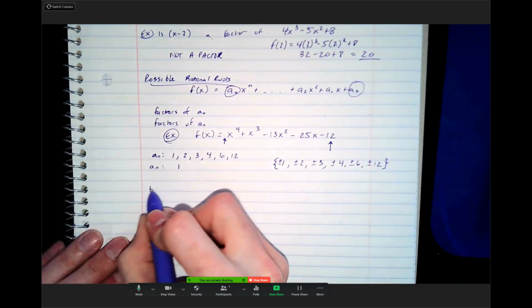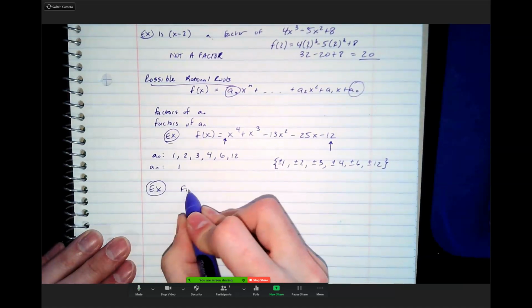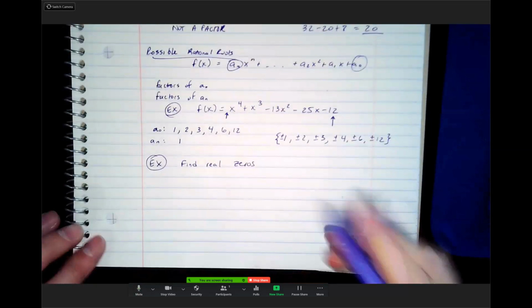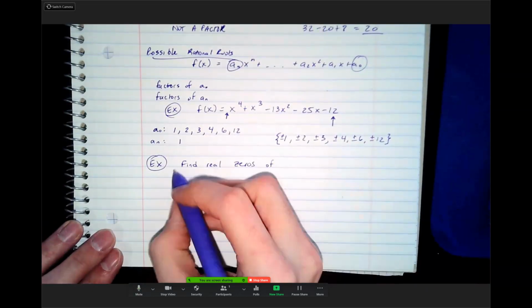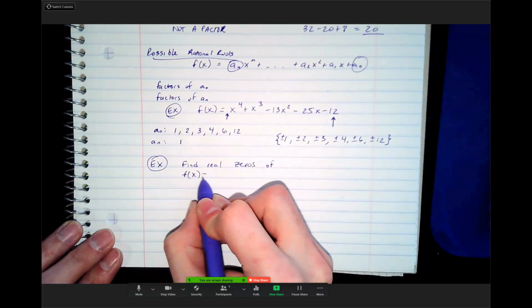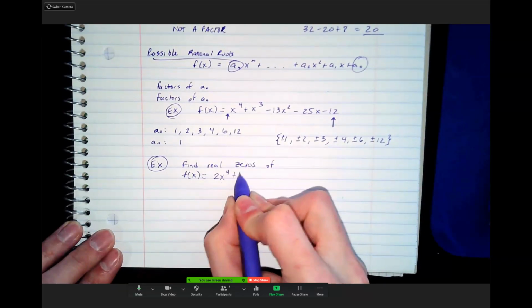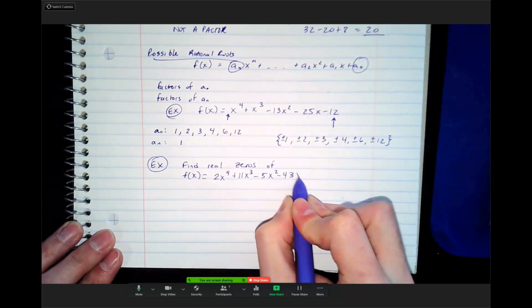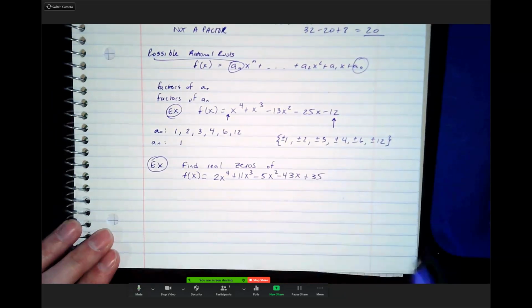Let's do a problem where we're finding real zeros. Find the real zeros of 2x to the 4th plus 11x cubed minus 5x squared minus 43x plus 35.